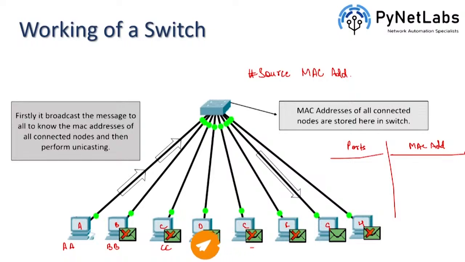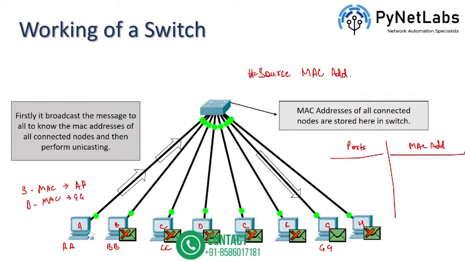Now when this user sends a packet to the switch, that packet will contain four things. It will definitely contain many things, but it will have the source MAC as AA. Let's say that packet is supposed to be delivered to G in this case, which has the MAC address GG. So the destination MAC address is going to be GG, right? Then it will have some source IP, then some destination IP.